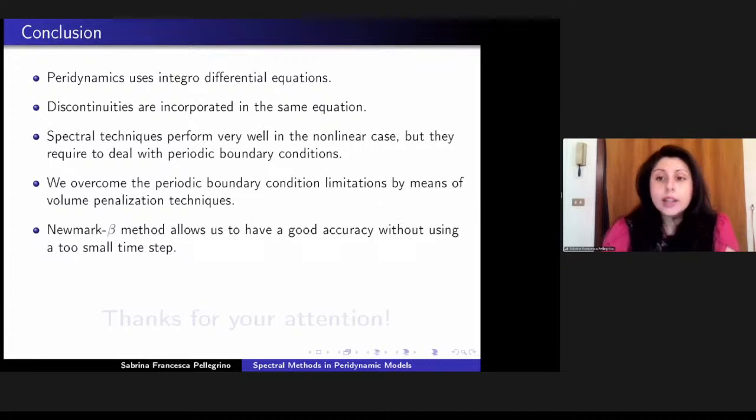We can overcome the periodic boundary condition limitation by means of the implementation of the volume penalization technique. And finally, the Newmark beta method allows us to have a good accuracy without using a too small time step. And that's all. Thank you for your attention.